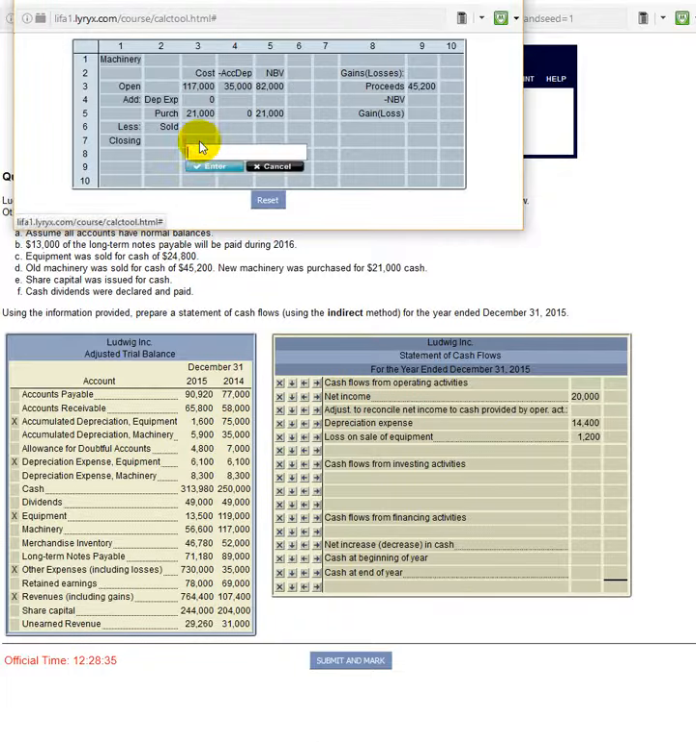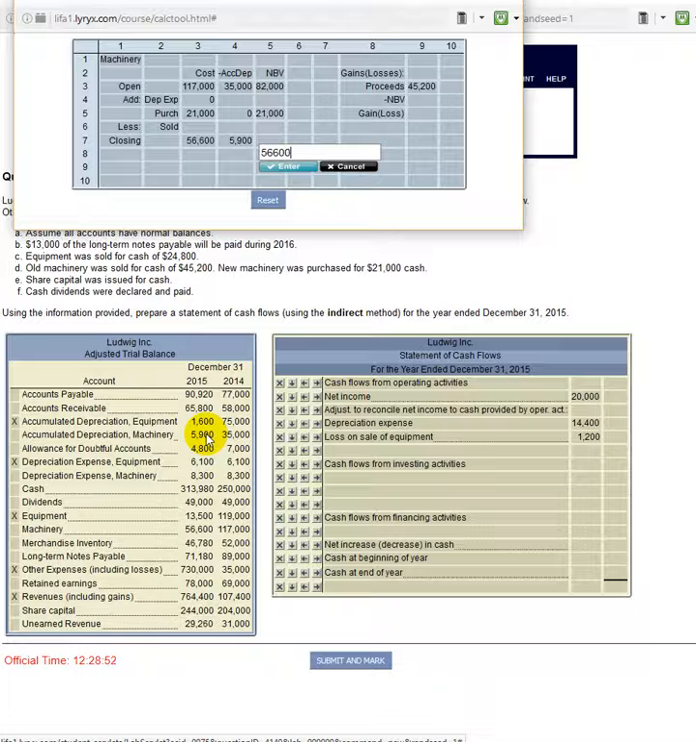So the closing number for cost is $56,600. And then the closing value for accumulated depreciation is $5,900, indicating we've sold quite a bit of assets. And then the net book value is the difference between those, and we'll check to make sure it reconciles in a bit. So feel free to fill in the numbers.